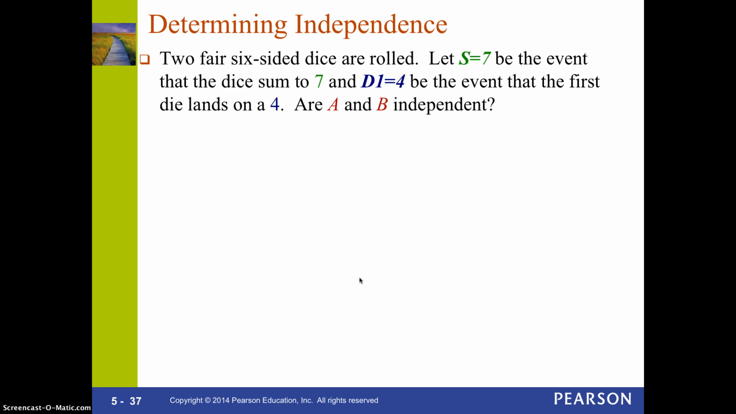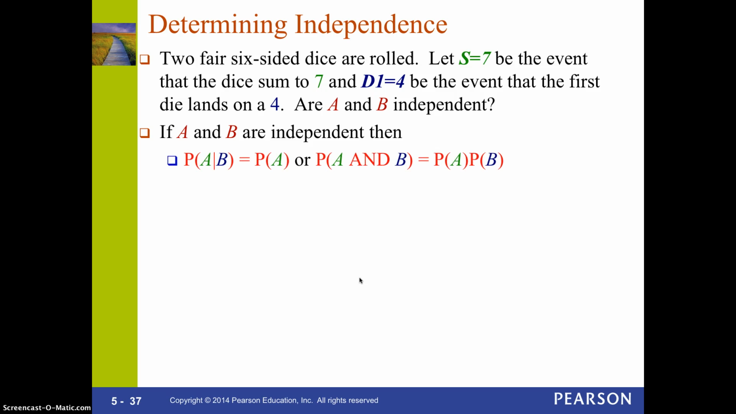The first thing we need to do is go back to thinking about what my sample space is. Well, hang on. The first thing we need to talk about is what does it mean to be independent? Think about what we just had on that other slide. If the probability of A given B is equal to the probability of A, or if the probability of A and B equals the probability of A times the probability of B, then we know the events are independent.